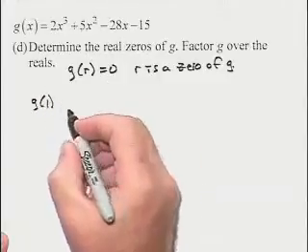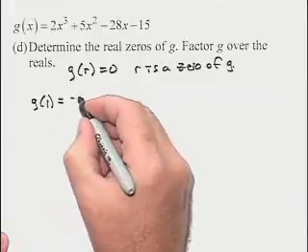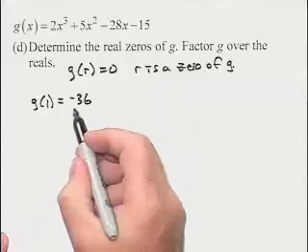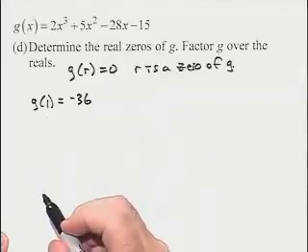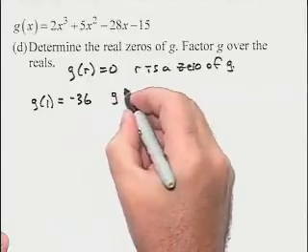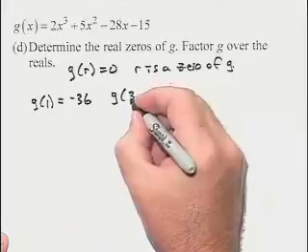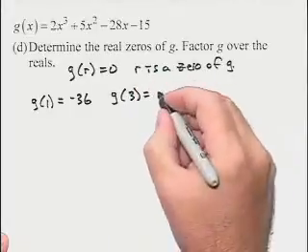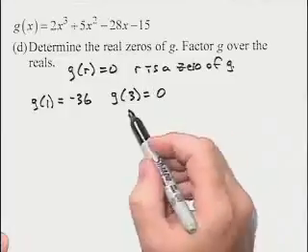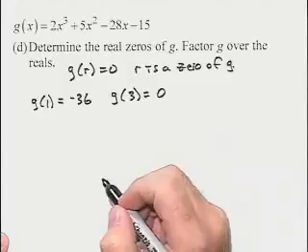For instance, we can start with g of 1. If we evaluate the function g at 1, we get negative 36. Since g of 1 is not equal to 0, 1 is not a zero of the function. We try the next positive integer, g of 3. g of 3 will give us the value of 0. Since g of 3 equals 0, we know that r is equal to 3, a zero.